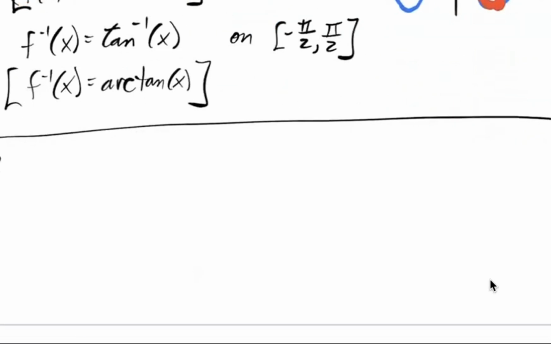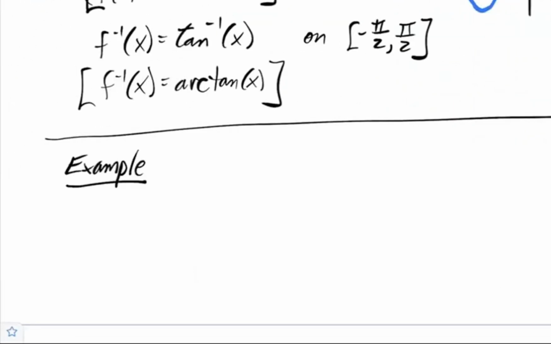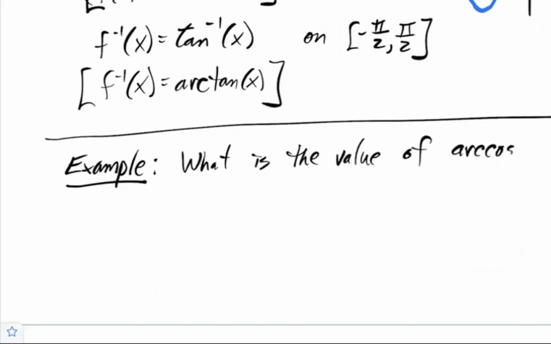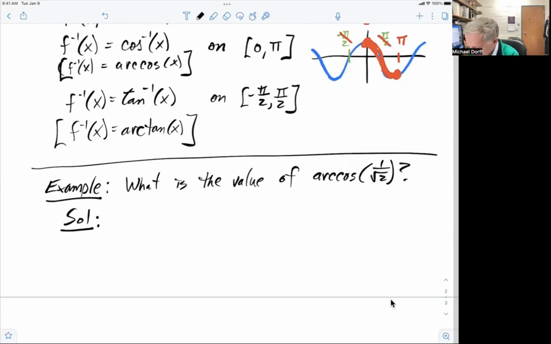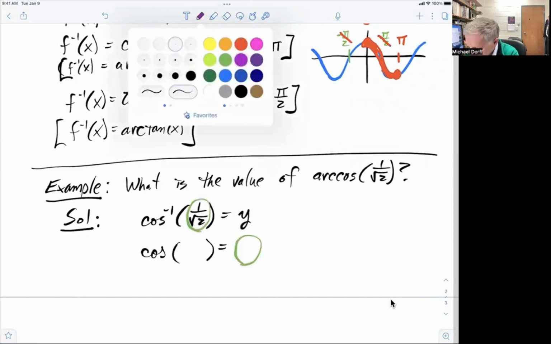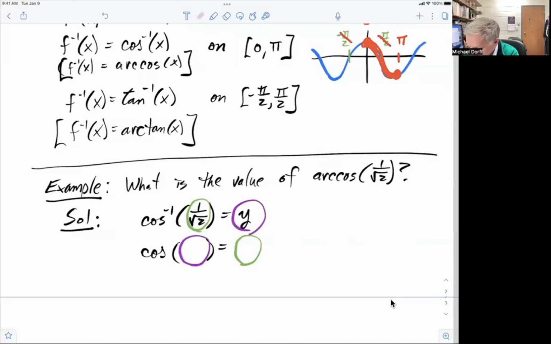So let's look at another example in computing these inverse trig functions. What is the value of the arc cosine of 1 over square root of 2? Arc cosine, again, is the same thing as the inverse cosine. The inverse cosine of 1 over square root of 2, we're going to say that equals y. Now we compare that to the cosine. What goes here has to go here, so we end up with cosine of y equals 1 over square root of 2.